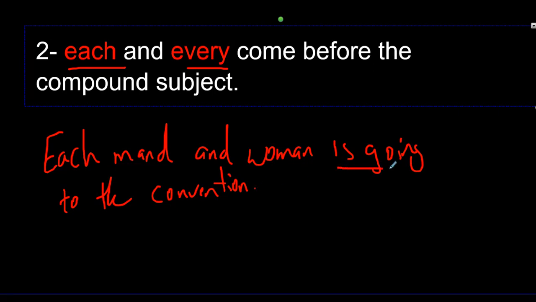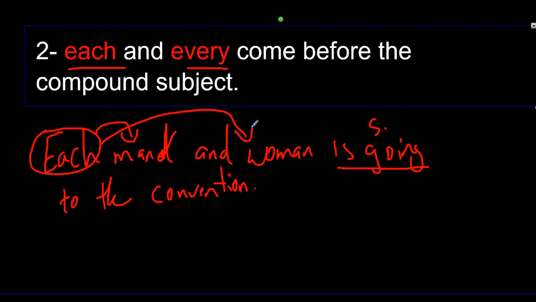Now, if you look at the verb, which is going, it's singular, although the compound subject is joined by and, because it's preceded by each. In this case, we consider the man alone and the woman alone. So each man is going and each woman is going to the convention. The same thing applies to every. You can say every man and every woman is going to the convention.